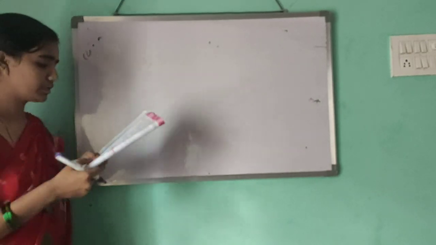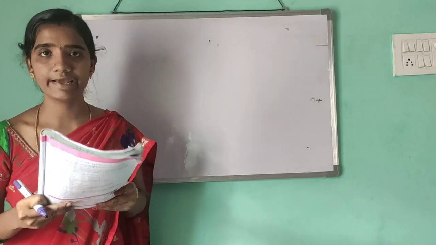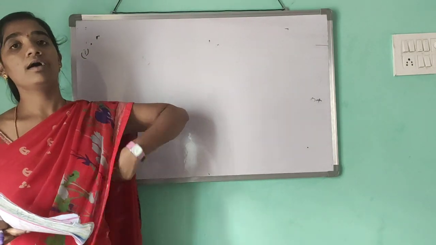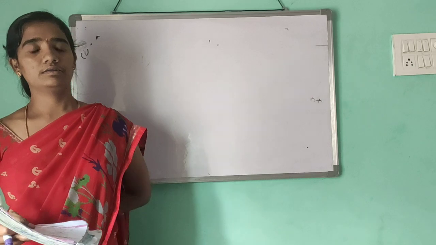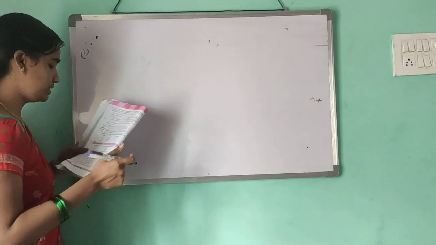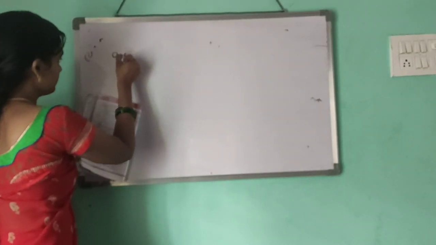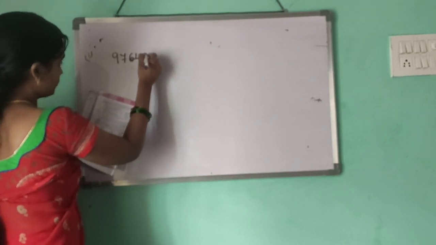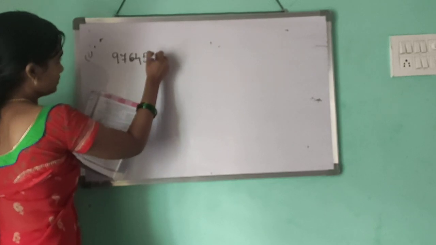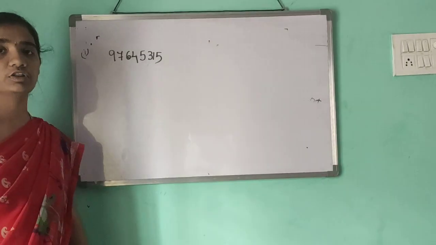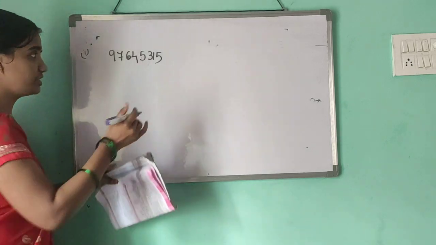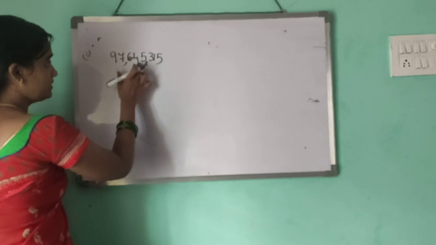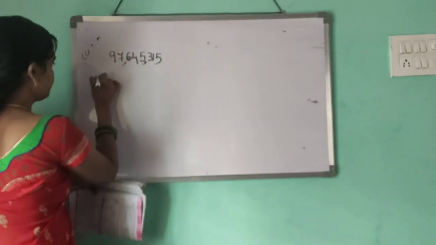Coming to the first one: write the numbers using commas according to the international system of numeration. Previously we learned the Indian system of numeration, but in this we have to put the commas. 1 4 6 6 4 5. In the international system of numeration, we put the commas after every 3 digits of the number. So in this way, how do we put the commas? First hundredth place, lakhs place. This is the international system.